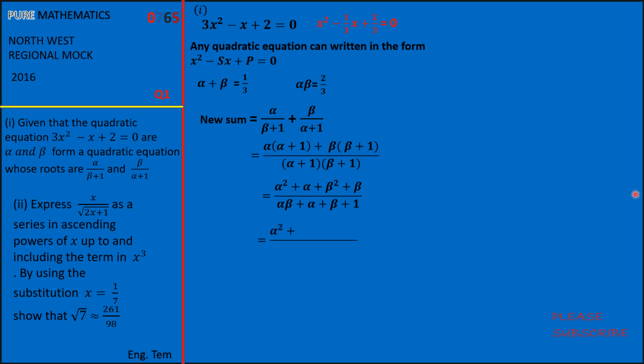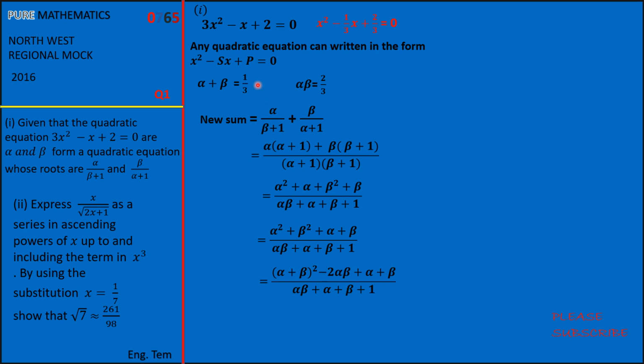Bringing some terms together and simplifying, I group all the terms with a square: alpha squared plus beta squared plus alpha plus beta, divided by the denominator. When you expand the denominator, you have alpha beta plus alpha plus beta plus 1. Now from here we know that alpha squared plus beta squared is an identity that can be replaced with alpha plus beta all squared minus 2 alpha beta. Then copy what is left, alpha plus beta, and the denominator remains the same.